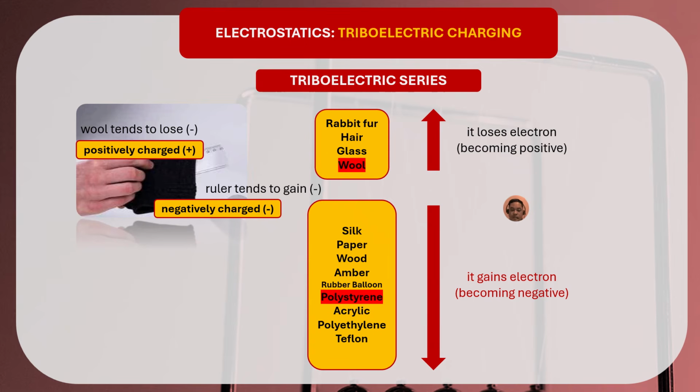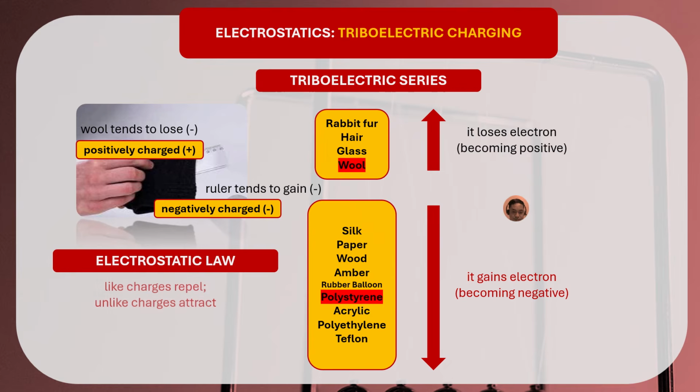So it ended with different charges: from neutral, after rubbing, one is negatively charged and the other one is positively charged. And we have the electrostatic law, just like magnets: like charges repel. That's very basic, and unlike charges attract. In this case, the wool becomes positively charged and the ruler becomes negatively charged, so when you put them in contact, because we're talking about contact electrification, these two will attract.